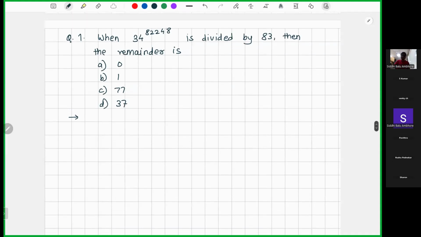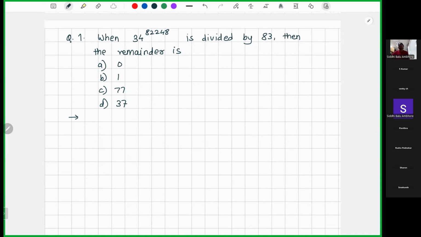So, any guesses how we are going to proceed with this, or what approach you will use? Because definitely we are not going to actually calculate 34 power 82248 and divide it by 83. We need to use some results. Yeah, exactly, using congruence. So we have to use some results which we have seen in the lecture.